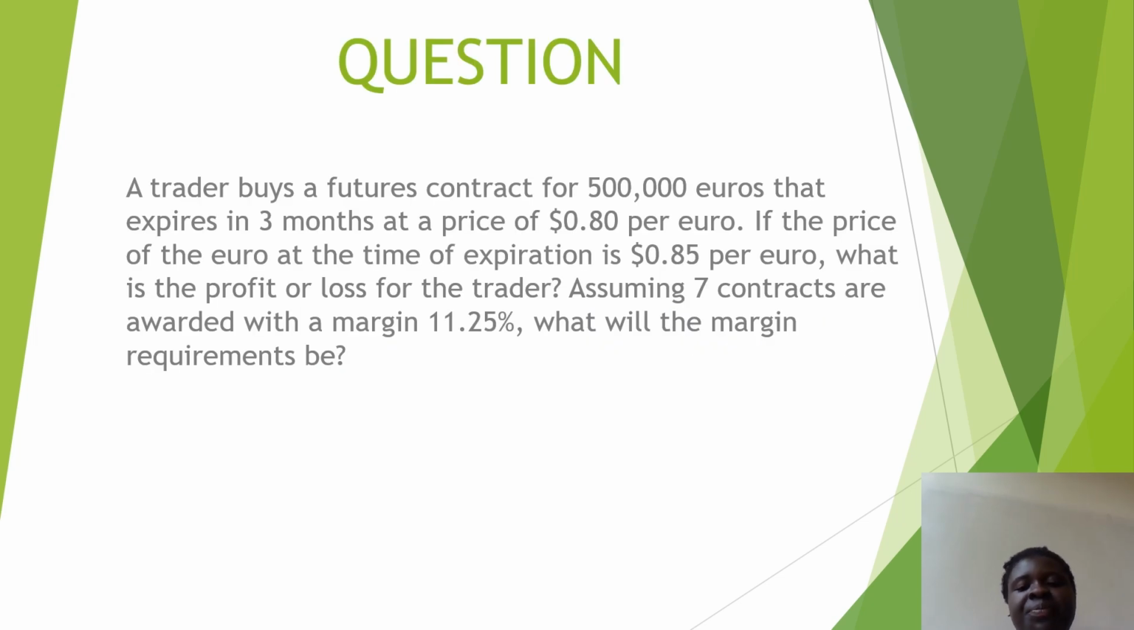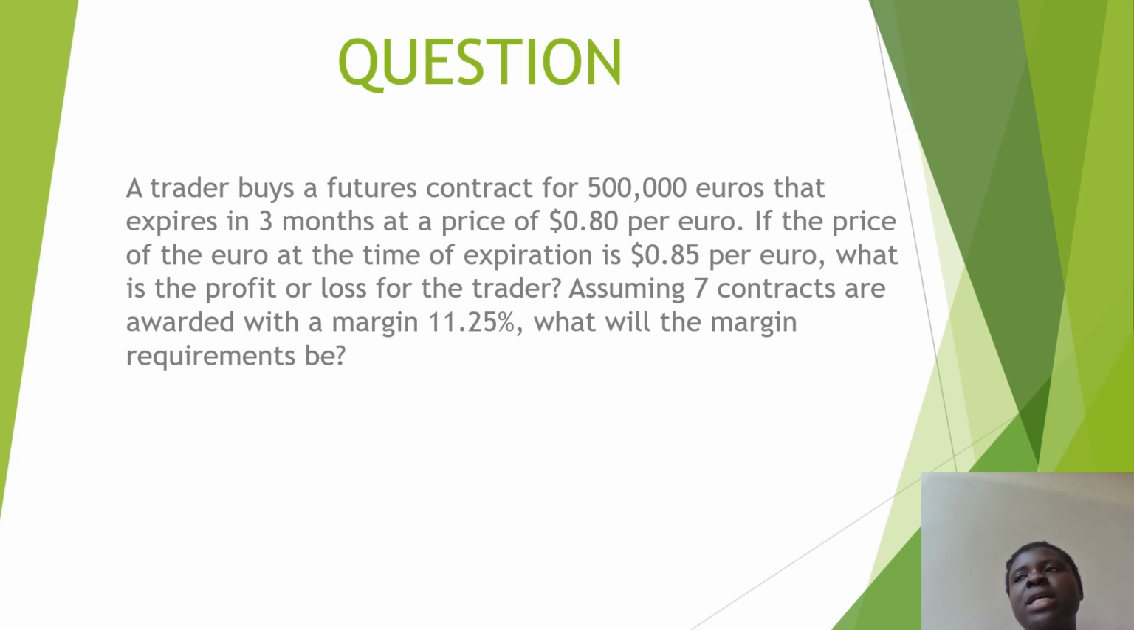So this is the question. A trader buys a futures contract for 500,000 euros that expires in 3 months at a price of $0.80 per euro. If the price of the euro at the time of expiration is $0.85 per euro, what is the profit or loss for the trader? Assuming 7 contracts are awarded with a margin of 11.25%, what would the margin requirement be?